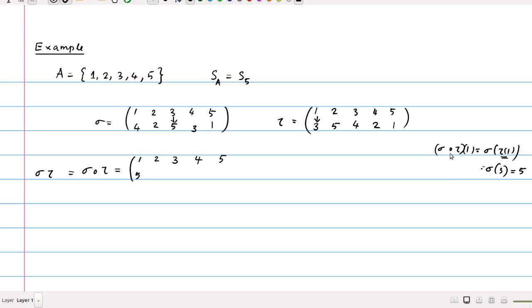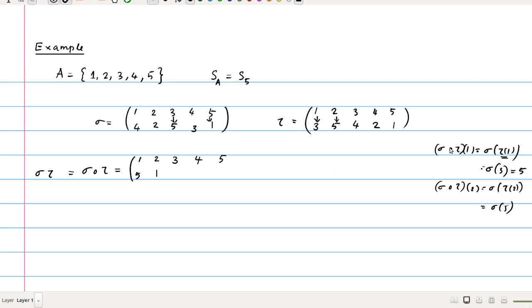Similarly, we write sigma composition tau of 2. What is sigma composition tau of 2? First of all, we have to evaluate tau of 2. Tau of 2 can be obtained from this: 2 is mapped to 5. So sigma tau of 2 will be sigma of 5. So we need to evaluate the image of 5 under sigma. 5 is mapped to 1. So ultimately 2 goes to 5, 5 goes to 1, so 2 goes to 1.